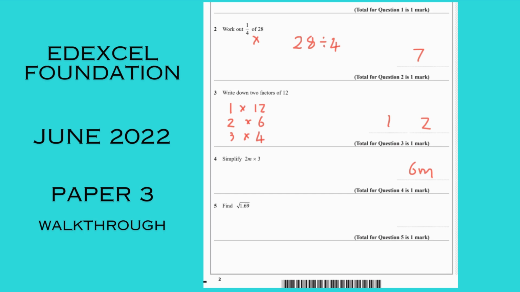Number 5, on your calculator, type it all in. It's going to give you the answer of 1.3.